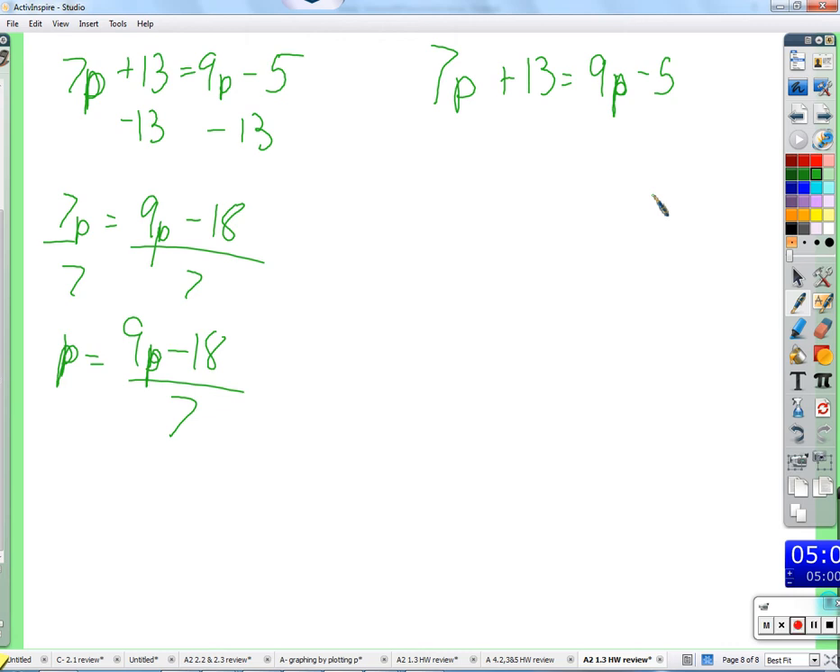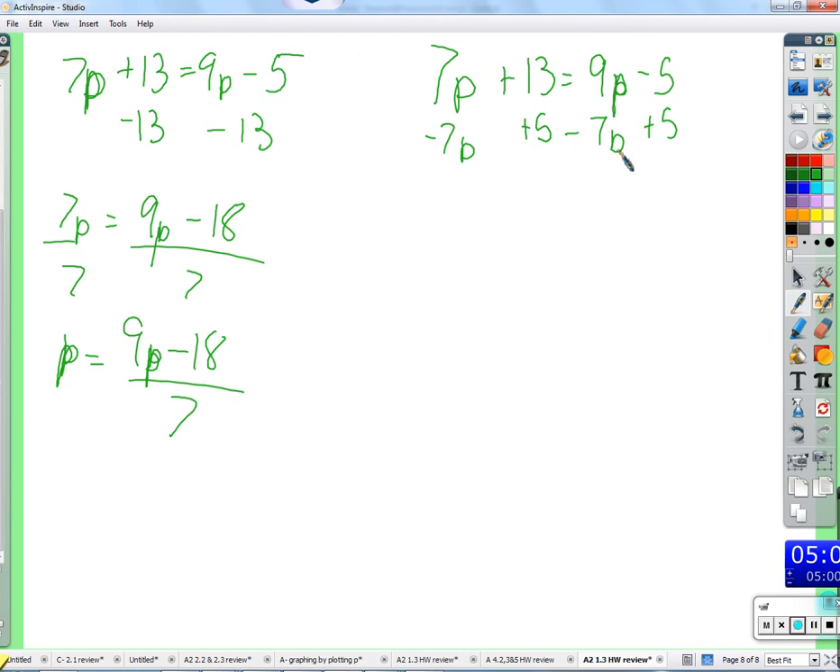So how do we fix that problem? You get P's on one side and numbers on the other side. Subtract 5 from, or add 5 to each side. Okay, add 5. And then subtract 7. I'll just do it all at once.